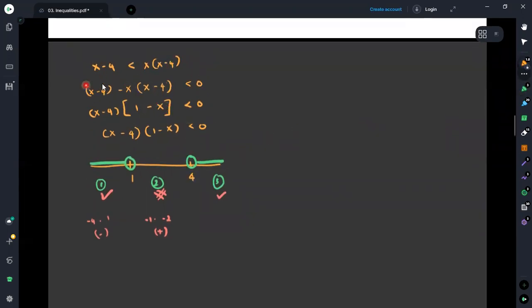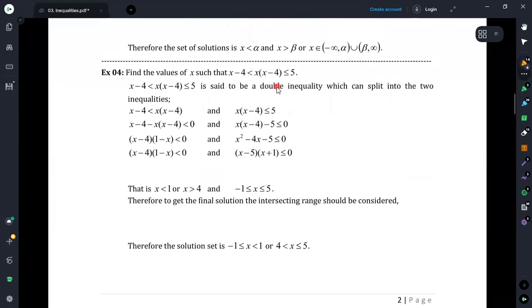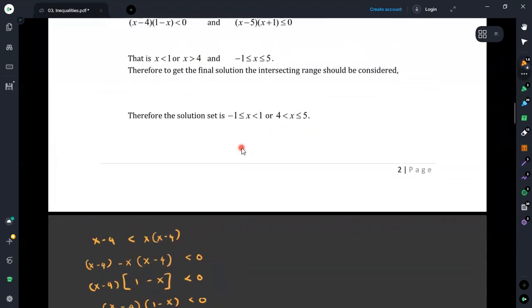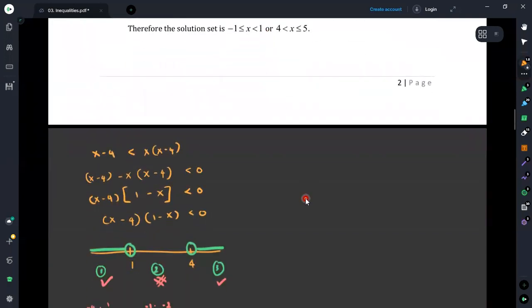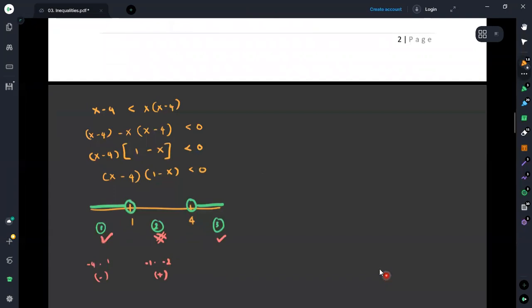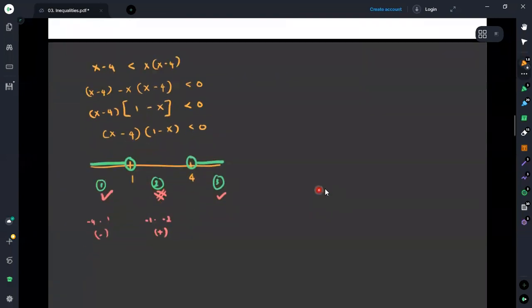It is because this is a double inequality expression. Therefore, we have to think about the right hand side of this inequality as well. Once we think about the right hand side of this inequality, we will get x times x minus 4 less than or equal to 5. In the right hand side we can see that it is x times x minus 4 less than or equal to 5.